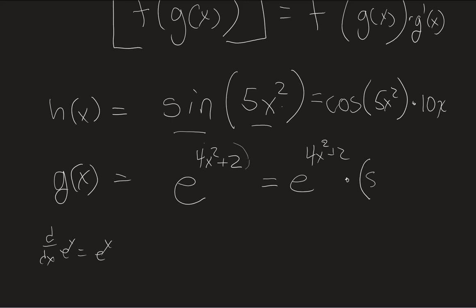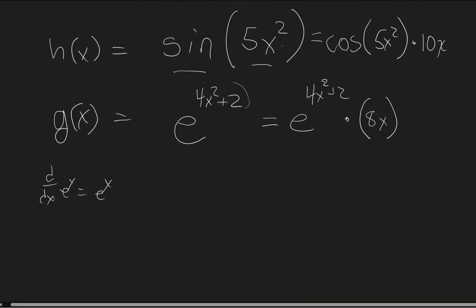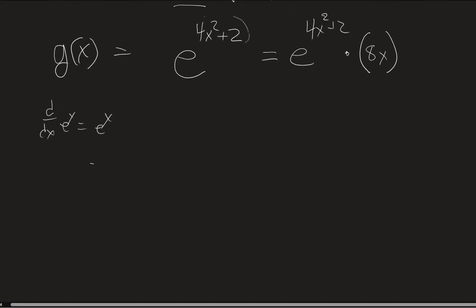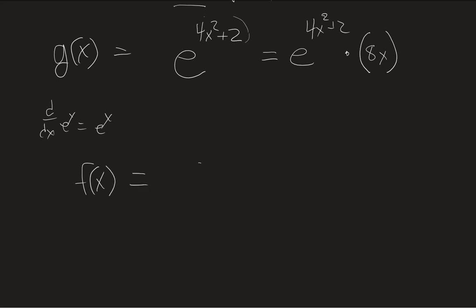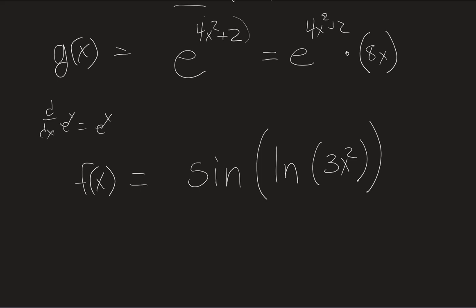So f of x equaled the sine of the natural log of 3x squared. Got three functions. Start on the outside. What's the derivative of sine? It's cosine. You do that one, you leave everything else alone. Log 3x squared. You're tempted to do more, but don't. Just take the derivative of the outside function.